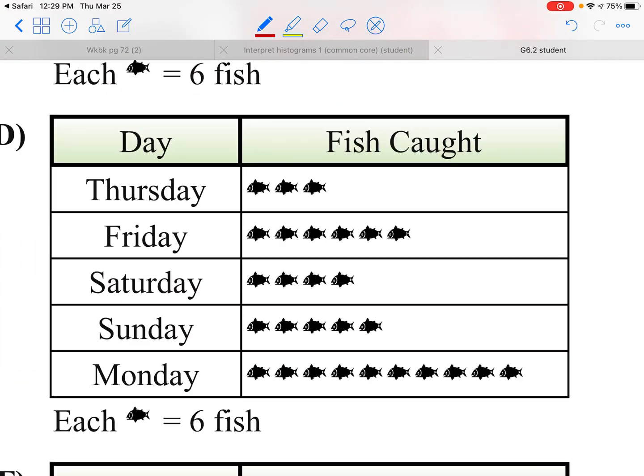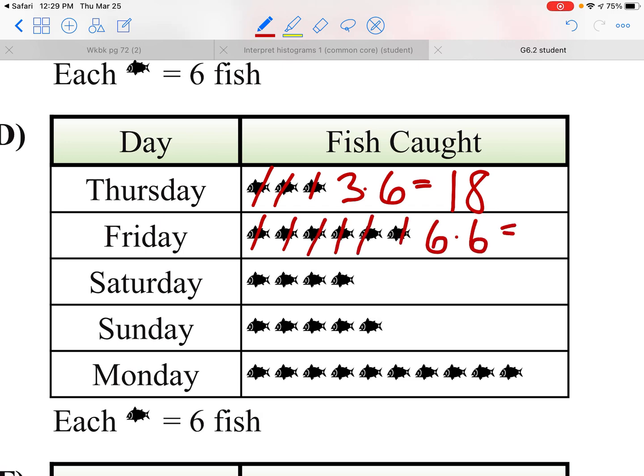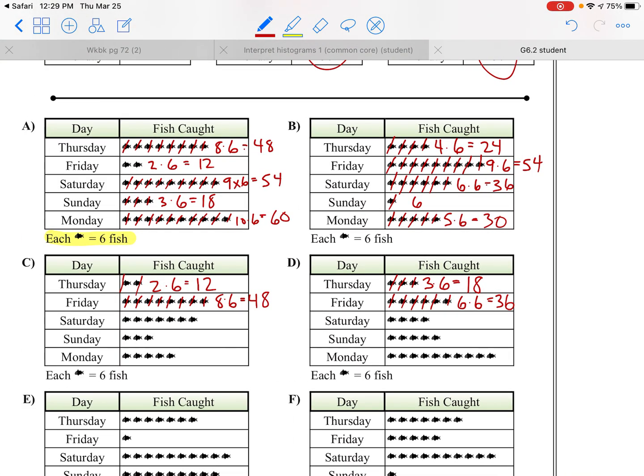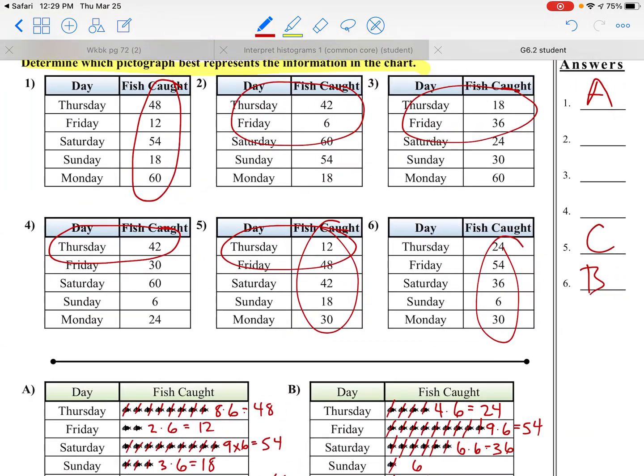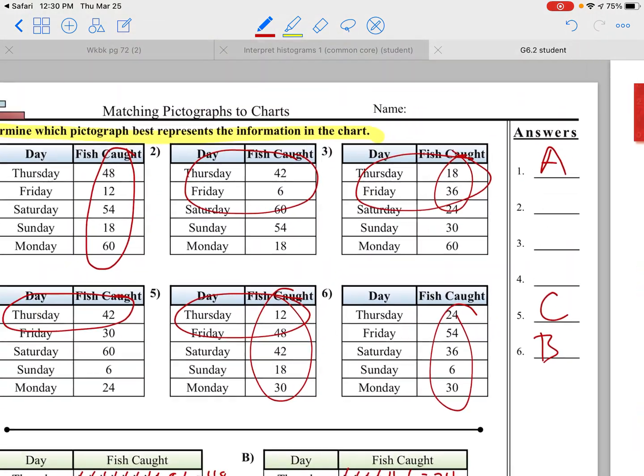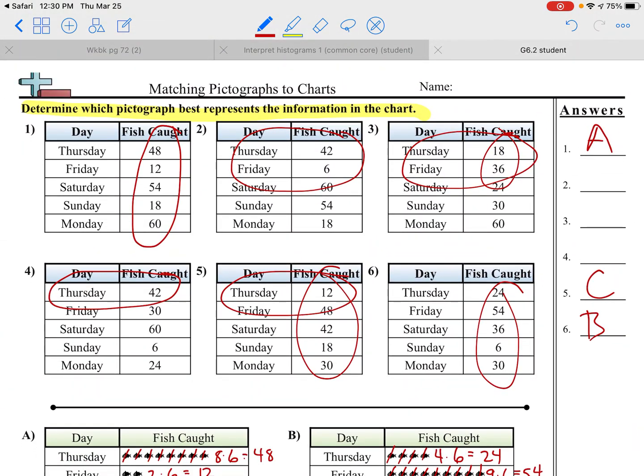Take a look at letter D here. 1, 2, 3 fish times 6 per fishy drawn. You get 18 there. 1, 2, 3, 4, 5, 6 there. 6 times 6 gives us 36. So let's find the data table up above that has 18 and 36. Look at that, 18 and 36. So letter D matches up with 3. Okay, that rhymes.